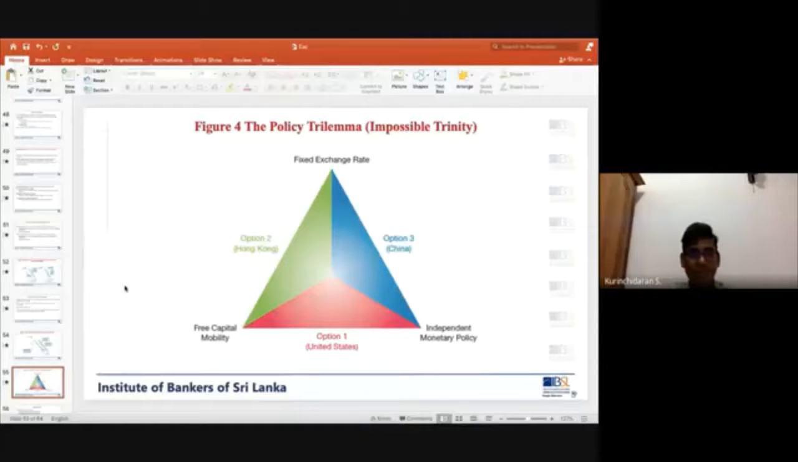The second option is Hong Kong. They have free capital mobility and a fixed exchange rate, but not independent monetary policy. The third one, China, has independent monetary policy and a fixed exchange rate, and there's no free capital mobility. They always control it. So this is the policy trilemma, which we also call the impossible trinity. Anybody who wants to achieve can achieve only 2 of these 3. Clear?